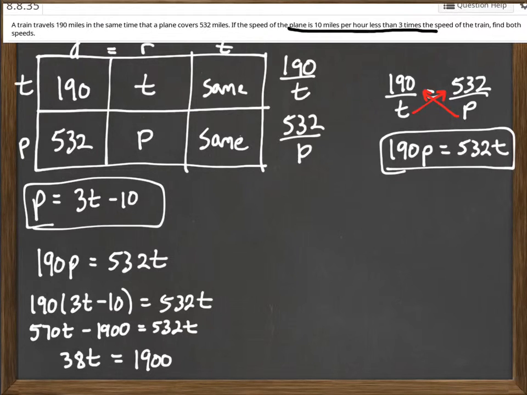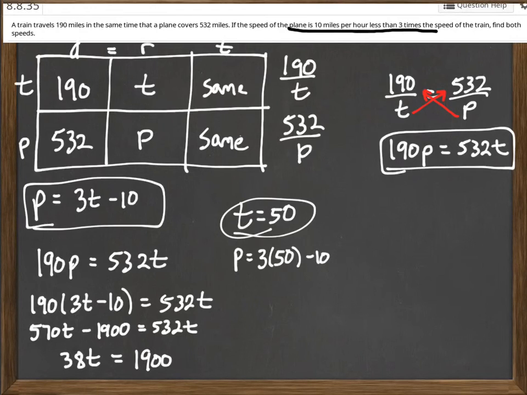And then we solve for t, and this is where we hope, please let this be a nice answer. And it turns out that it is, because 38 goes into 1900 exactly 50 times. And so now we figured out that the train is going 50 miles per hour. What remains now is to figure out the speed of the plane. So we can go back to our p equals 3t minus 10 and replace t with 50. And so we'd get 3 times 50 minus 10, and in simplifying that, we would get that the plane speed is 140 miles per hour.